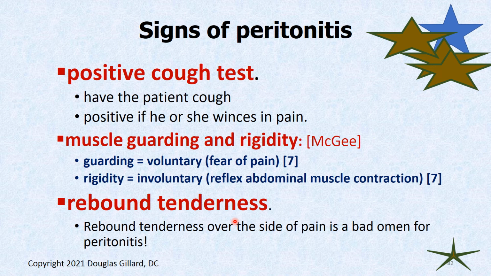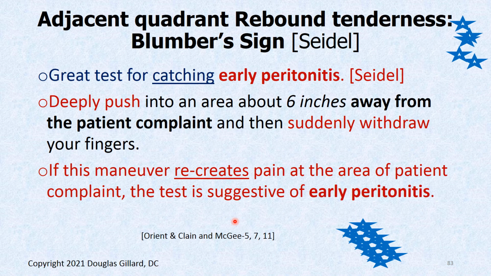Rebound tenderness: you just poke into the left lower quadrant slowly and deeply, and then suddenly snap your fingers up and let the pressure off, and that sends a shock wave through the peritoneum. That will hurt. There's another test you can do. Maybe this is a stronger indication for peritonitis if they have left lower quadrant pain.